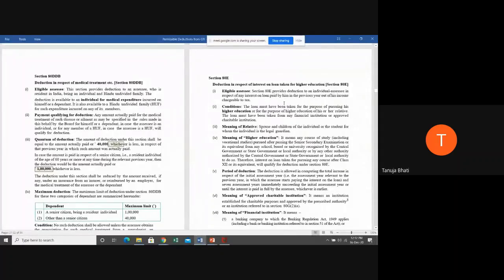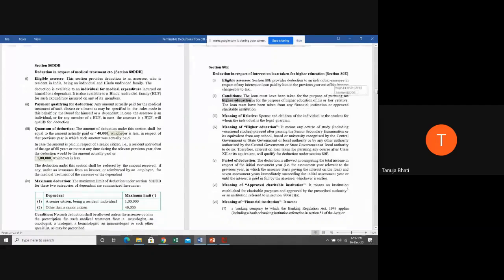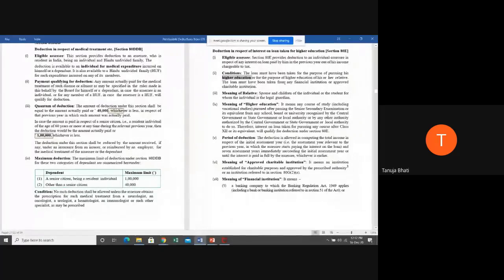So let us understand this. What are the conditions? The conditions to claim deduction under this section are that the loan should be taken for the purpose of higher education, either his or her own or of a relative, and the loan must have been taken from any financial institution or approved charitable institution. Is this clear? Now, what does relative mean here? Spouse, children of the individual, or a student for whom the individual is a legal guardian. Suppose the student doesn't have anyone, there's a legal guardian who is taking care of the student, he also can claim a deduction.